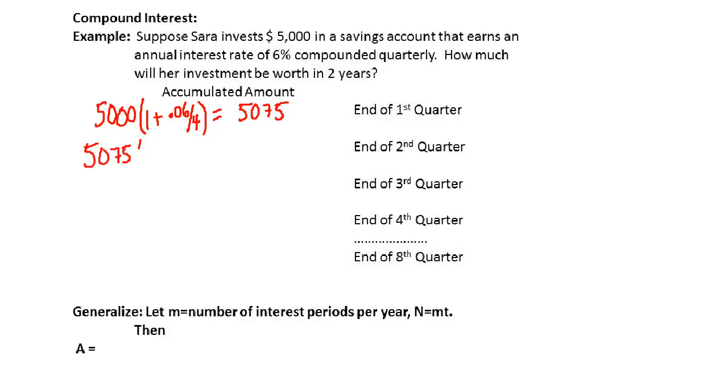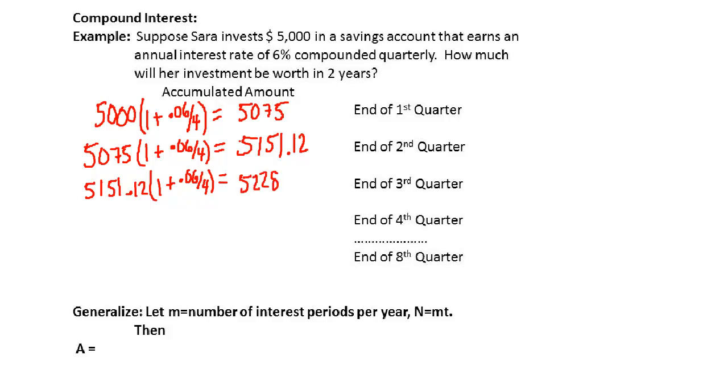Now in the second quarter, Sarah is earning interest not on $5,000, but on $5,075, because her interest from the first quarter is earning interest. This is the power of compounding interest. And so not $5,150, I've earned an extra $1.12 in interest on the interest. And this pattern continues. In quarter 3, we earn interest on that balance to give me $5,228.39.